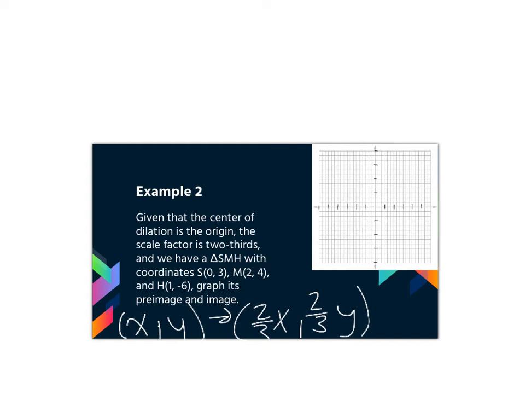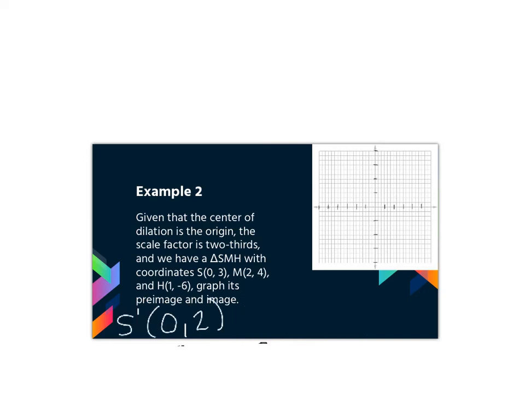So to graph this, the easiest way would just be to consider each point separately, right? So we have S 0, 3, and it's going to go to 2/3 x, 2/3 y. So if we have x is 0, 2/3 times 0 is 0, and then 2/3 times 3 is 2. So S prime is at 0, 2. M prime, we're going to have 2/3 times 2, which is 4/3, and we're going to have 2/3 times 4, which is 8/3. And finally, we have H prime. H prime, we're going to have 1 times 2/3, right? So that's 2/3. And then we're going to have -6 times 2/3, which is -4.